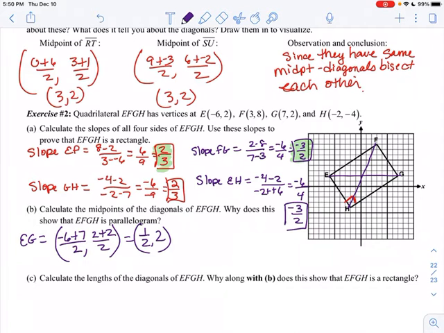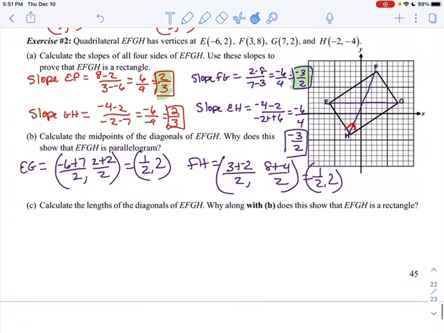Then I'm going to do the other diagonal, the midpoint of FH. Again, I'm going to add the x's, 3 plus negative 2 divided by 2, and 8 plus negative 4 divided by 2. And again, it's 1/2 and 2. So this is a parallelogram because the diagonals bisect each other. Since they have the same midpoint, the diagonals bisect each other, and we just learned that up above, that in a parallelogram, the diagonals bisect each other.